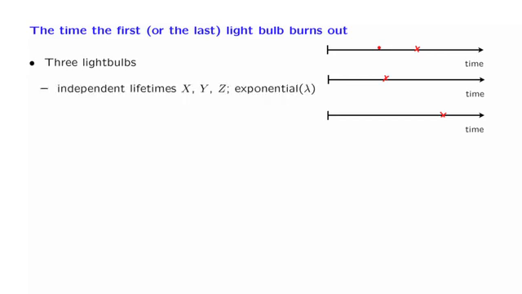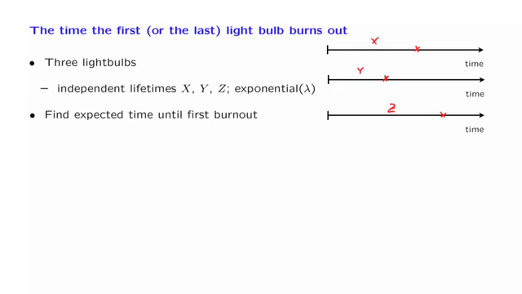the following assumptions. The lifetimes of the three light bulbs, which we denote by X, Y, and Z, will be independent random variables, each of which is an exponential random variable with a parameter lambda. We're interested in calculating the expected time until a light bulb burns out for the first time. So in this picture, the light bulb that burned out first is this second light bulb, and this quantity is the time until the first burnout.